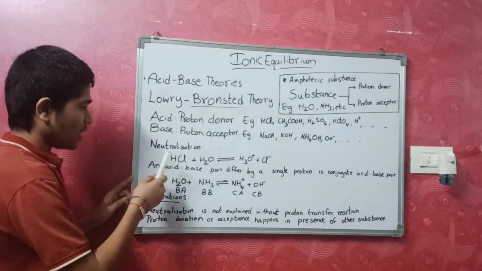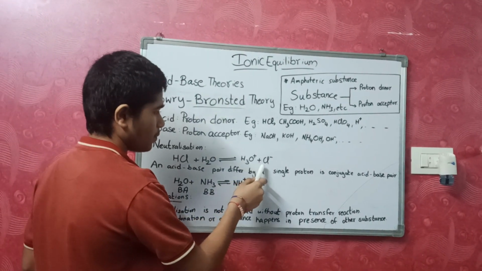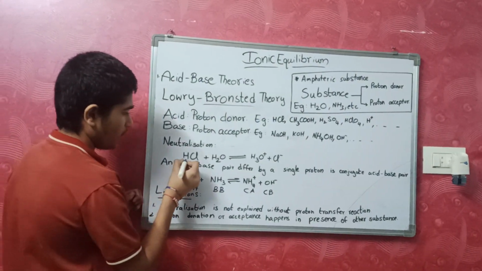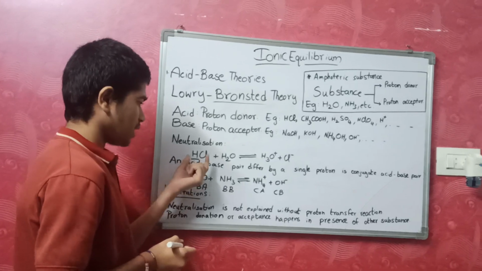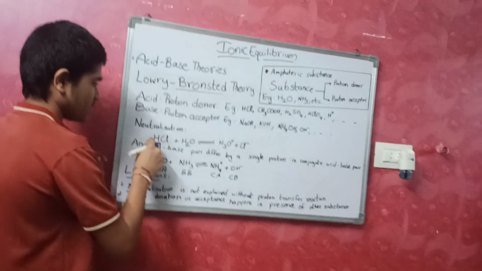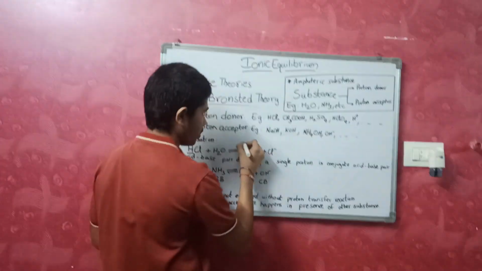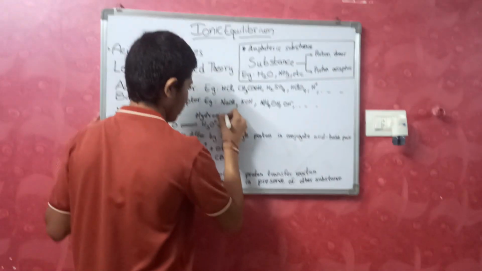When it comes to neutralization, HCl plus H2O gives rise to H3O+ plus Cl-. Here the hydrogen ion H+ present in hydrochloric acid is passed on to water and it becomes H3O+. It means hydronium ion.